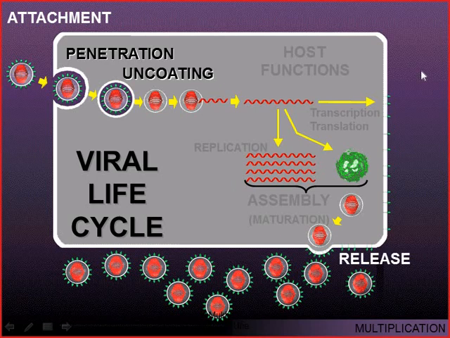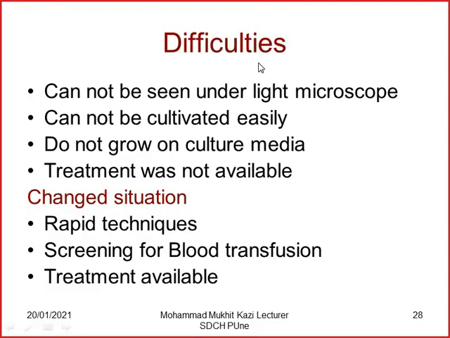We have studied this in the first lecture. There are 6 steps which occur like this. This is the diagram which I was referring to yesterday. What are the difficulties in the host? Viruses cannot be seen under a light microscope, cannot be cultivated easily, and do not grow on artificial culture media. That is the biggest drawback. And treatment was not available initially.